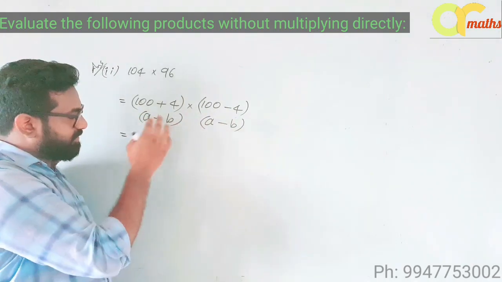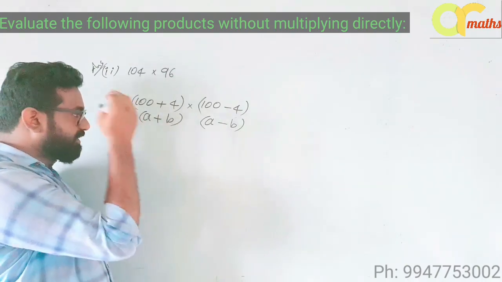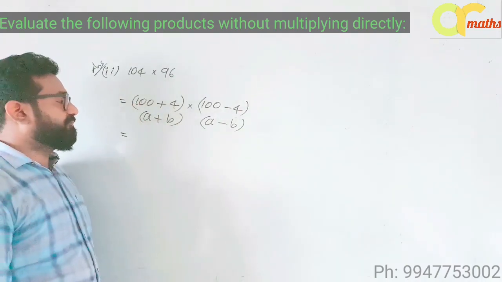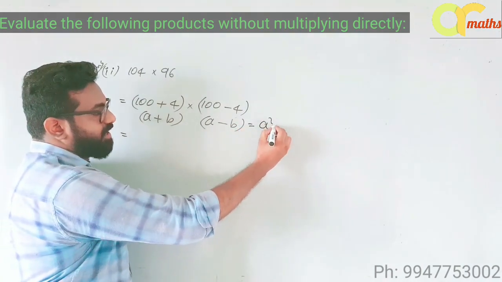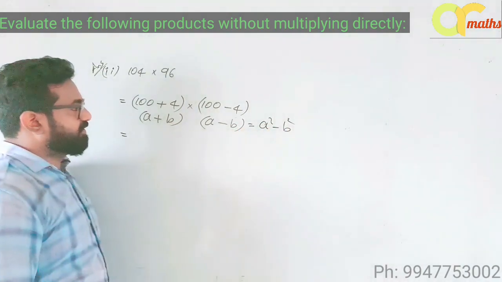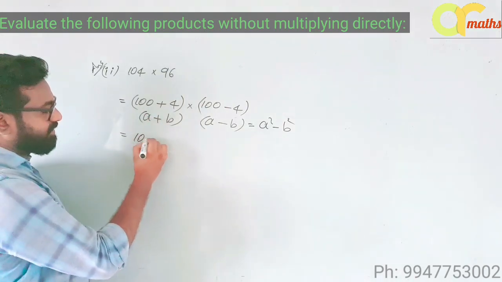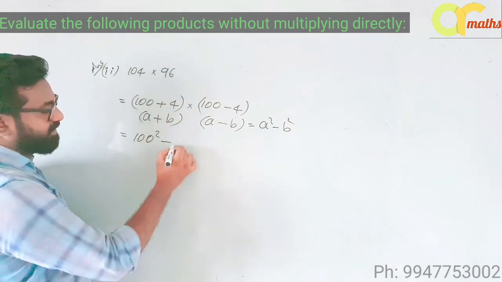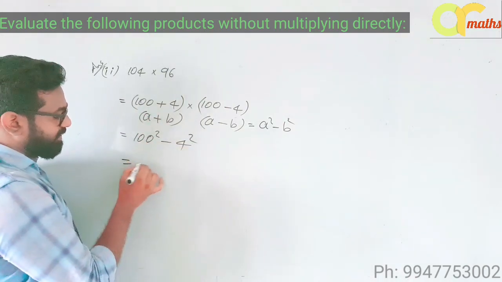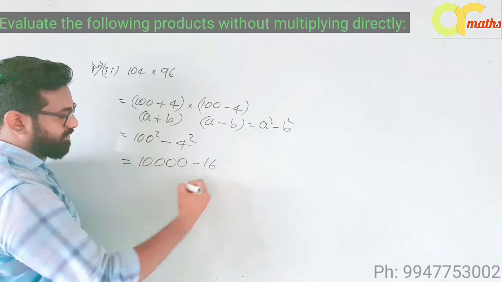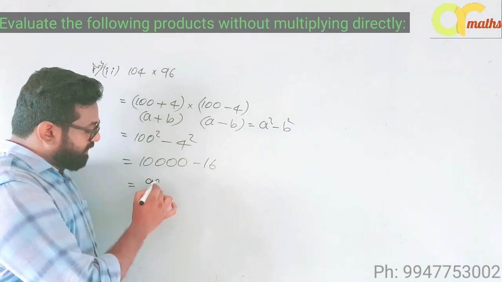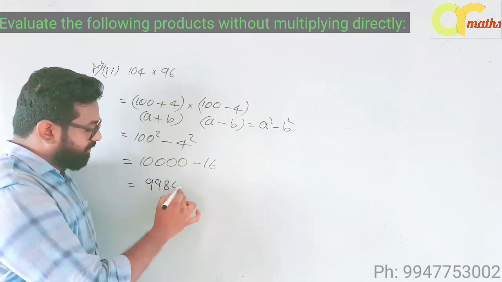You can also use x plus a into x plus b, no problem. But here this is in the form of a plus b into a minus b. What is a plus b into a minus b? a square minus b square. So what is a square here? 100 square minus b square, 4 square. 100 square is 10,000 minus 16. So the answer is 9,984.